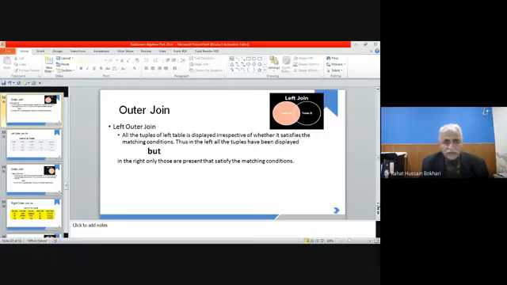From the right table, only those rows are present that satisfy the matching condition. From the pictorial notation, this is table A and this is table B, and all the values of table A have been retained, but from table B we retain the values that have a matching. With the outer join, we also retain the unmatched records. It should be clear from the example.